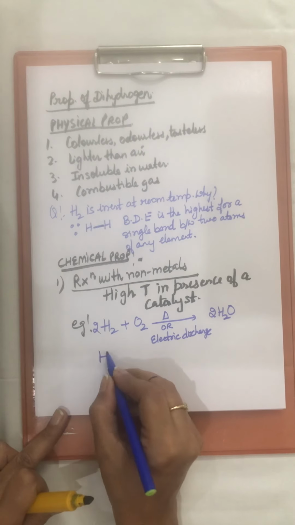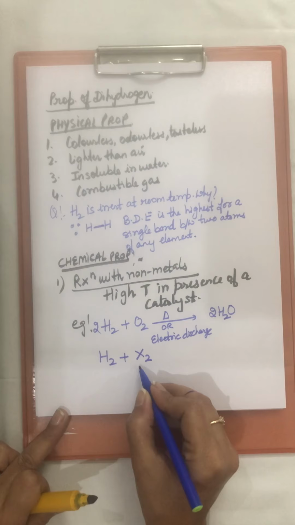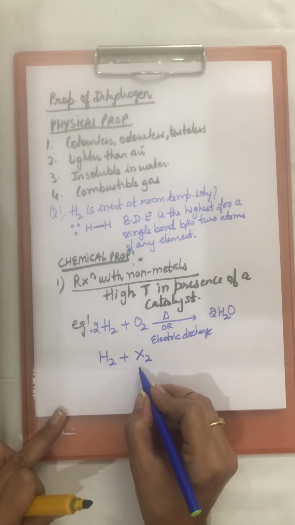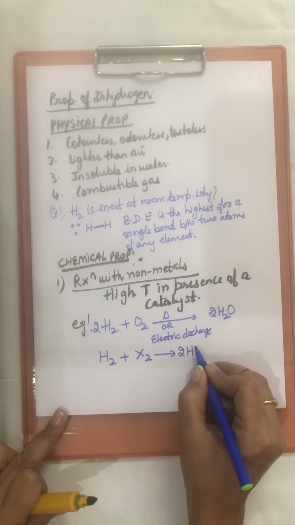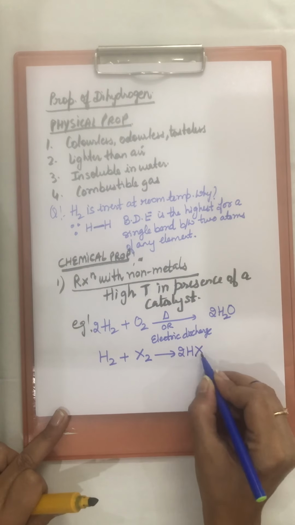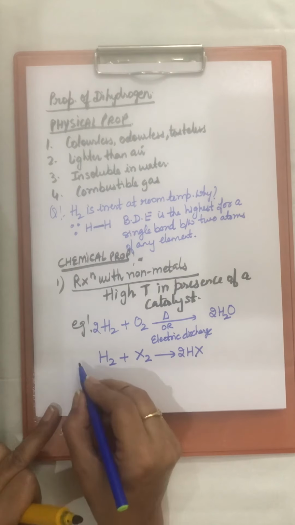It also reacts with halogens. The general symbol for halogens is X. It reacts with the halogens fluorine, chlorine, bromine, iodine and forms hydrogen halide, like HF, HCl, HBr. They are formed when hydrogen reacts with the halogens.